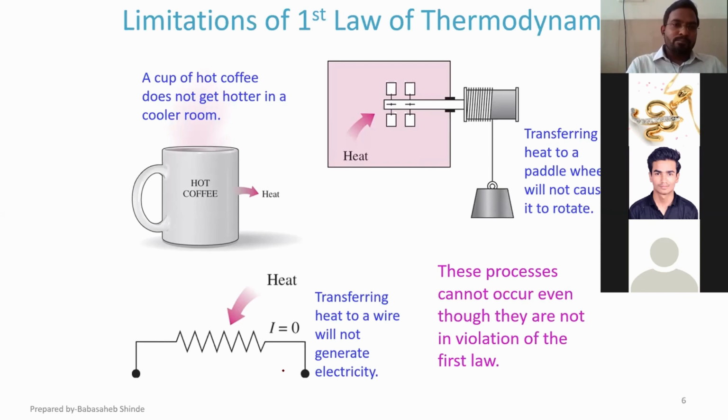Adinath. Yes, sir. Tell me second limitation of first law. First one is it does not talk about the direction of the process. What is second one? Adinath, do you know the answer? If you don't know, mute yourself. I'll ask somebody else. Narayan. Okay, no problem. Narayan, tell me the second limitation of first law.